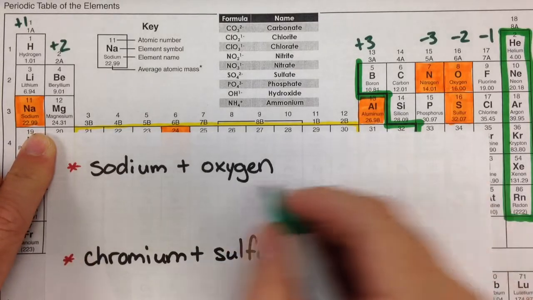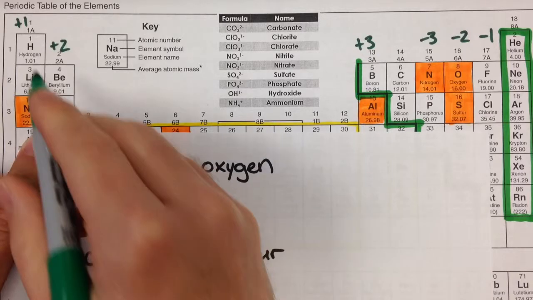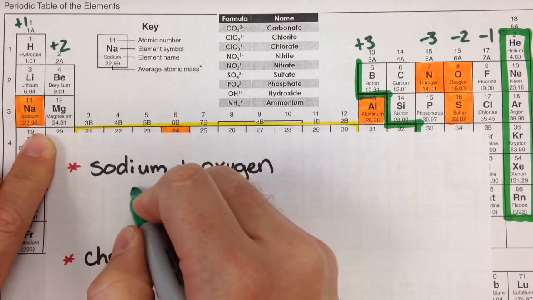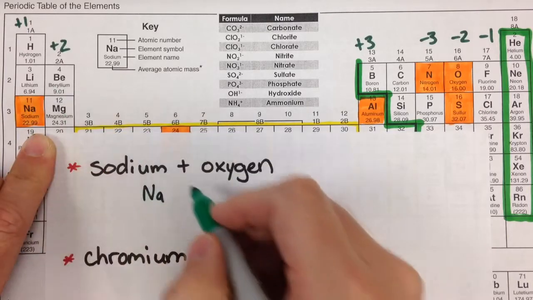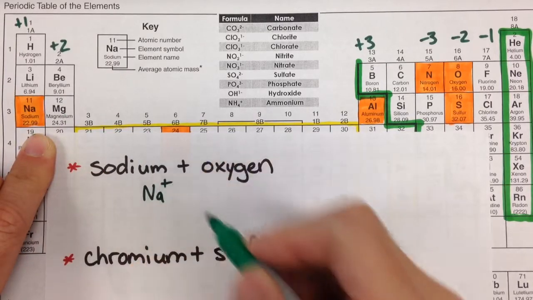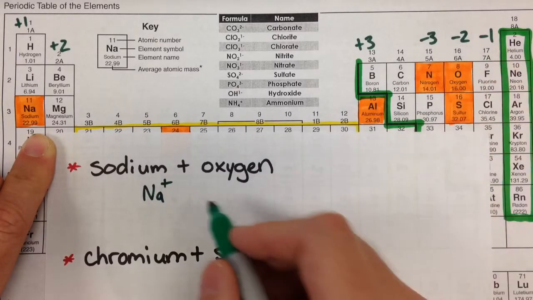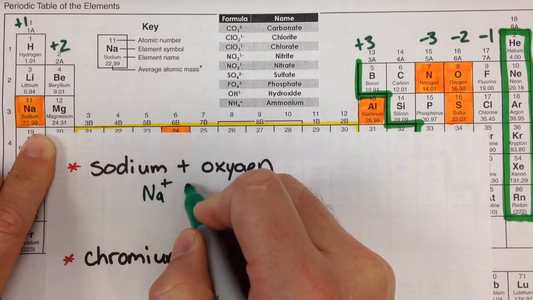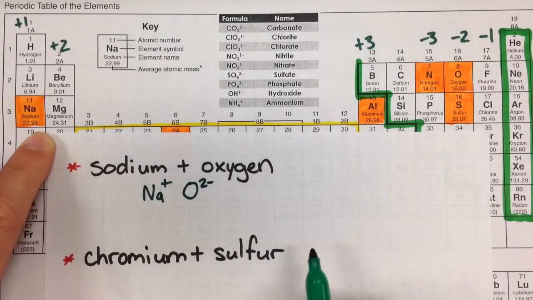First thing I will do is write down the symbol of each element along with its charge. So sodium's symbol is Na, and its charge is +1. So I'll just write plus. And then oxygen over here forms a -2 charge. Okay, so I'm going to write the symbol O with a -2 charge.